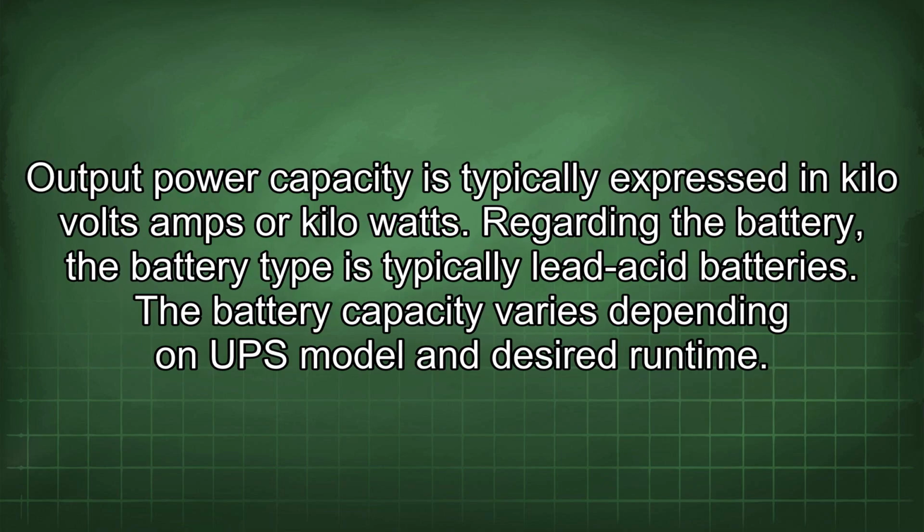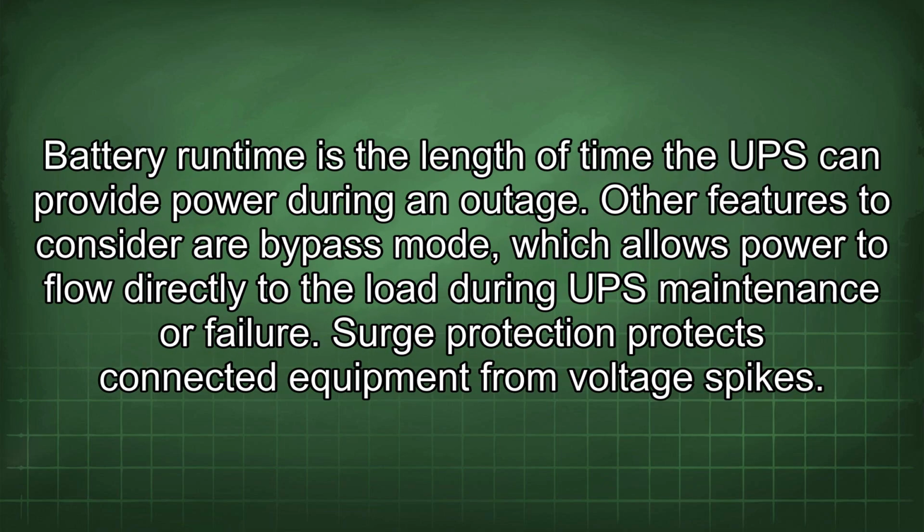Output power capacity is typically expressed in kilovolt-amperes or kilowatts. Regarding the battery, the type is typically lead-acid batteries. The battery capacity varies depending on UPS model and desired runtime. Battery runtime is the length of time the UPS can provide power during an outage.